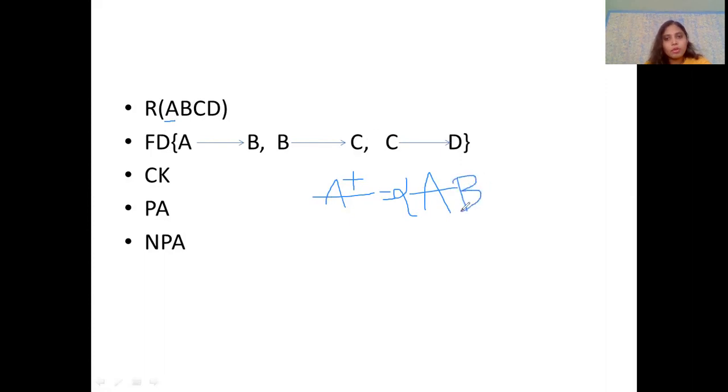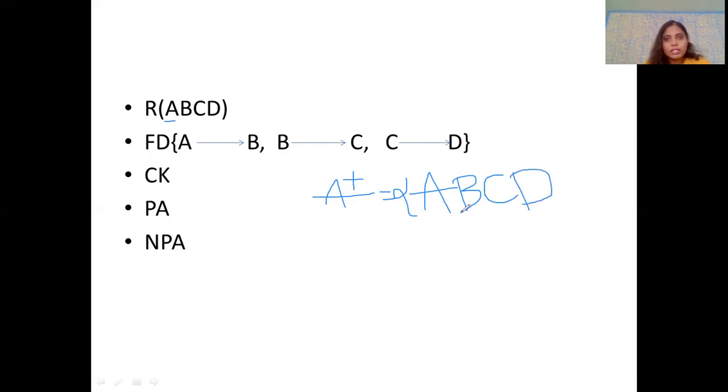Now I will have to go to functional dependencies and check whether this B is determining any other attribute. Yes, B is determining C. So I'll be writing C in my list. Now I have to check whether this C is determining any other attribute in the list. So C is determining D. I have to write D in my list.